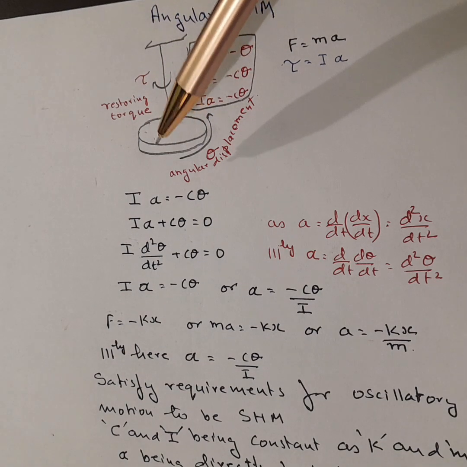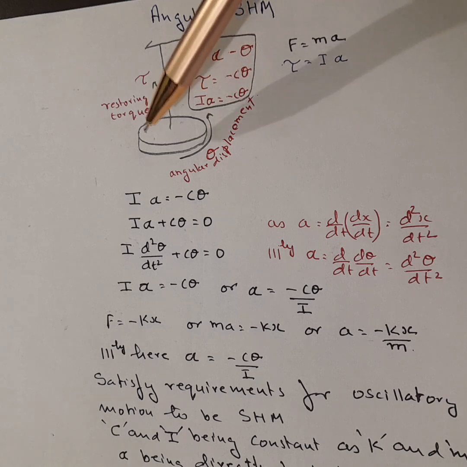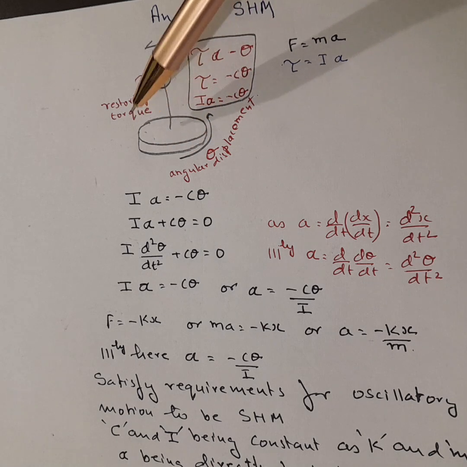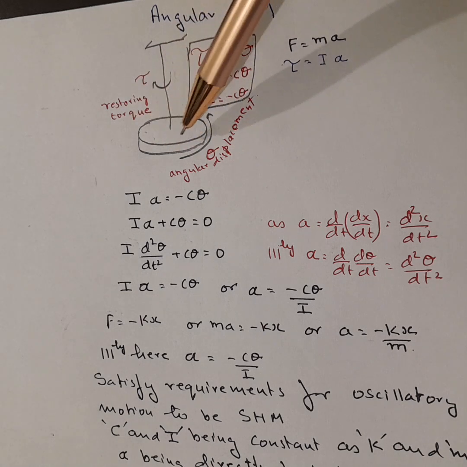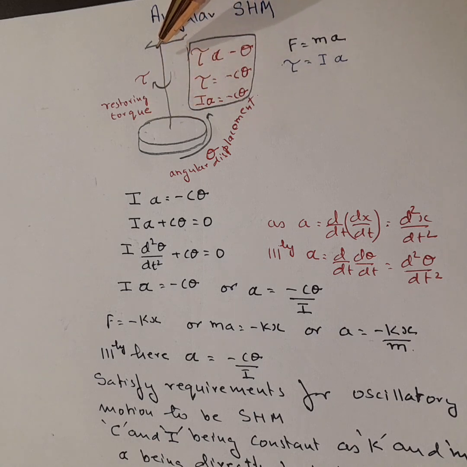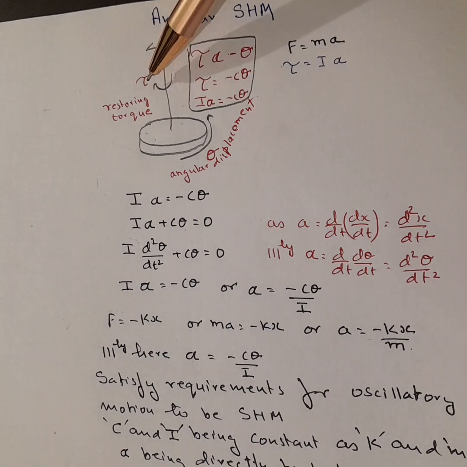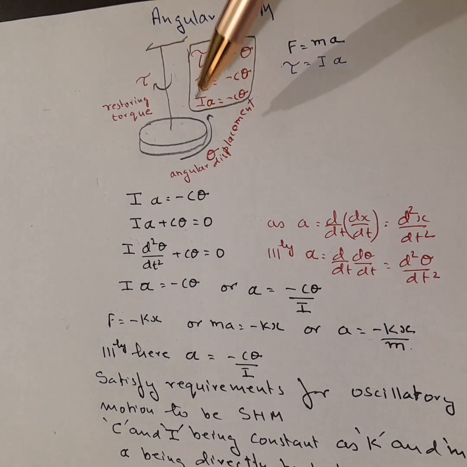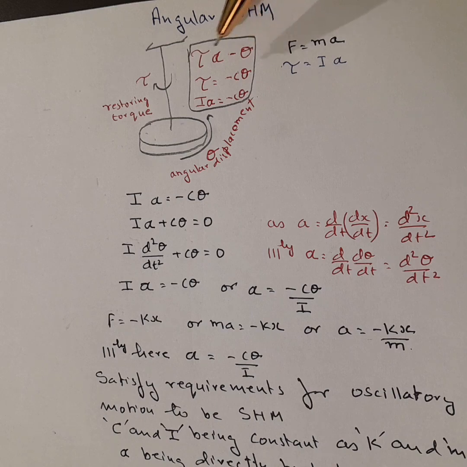Now, if it is rotated anti-clockwise, there would be twist generated in the string, as a result of which that would generate a restoring torque in clockwise direction. So both are in opposite direction. So that's why first argument, that is tau, torque, is directly proportional to minus theta. Why minus theta? Directly proportional.